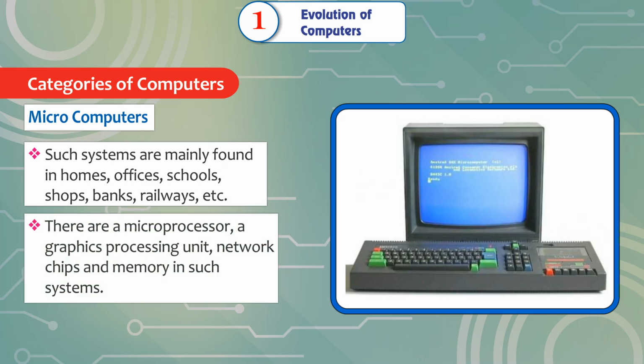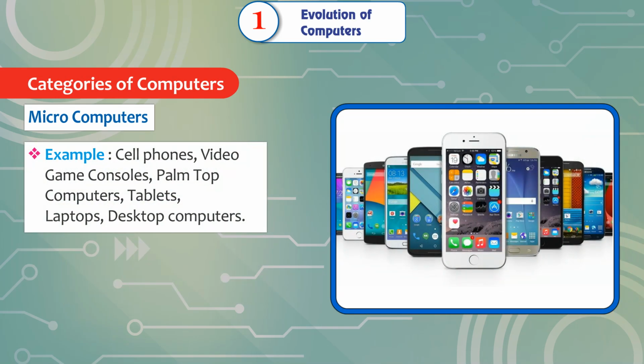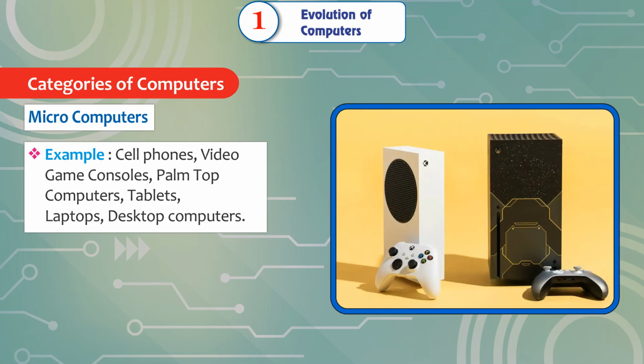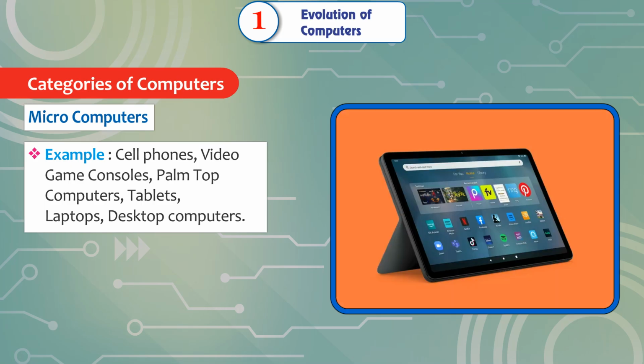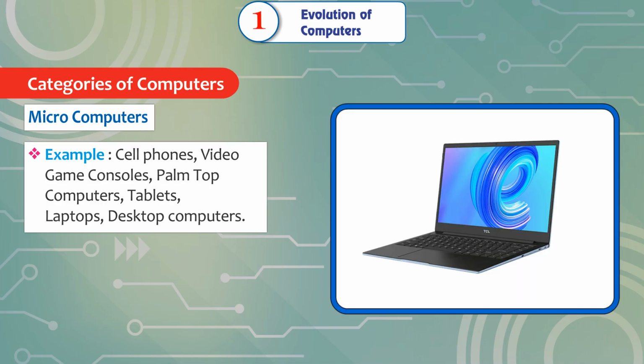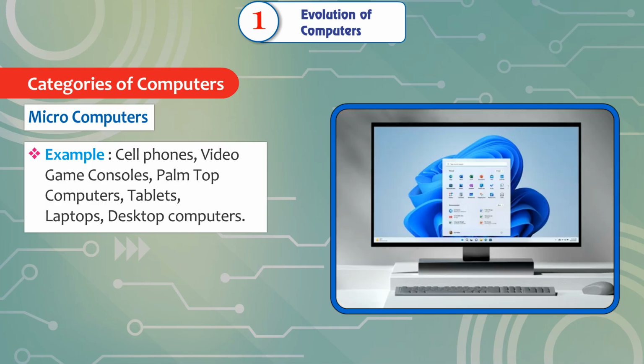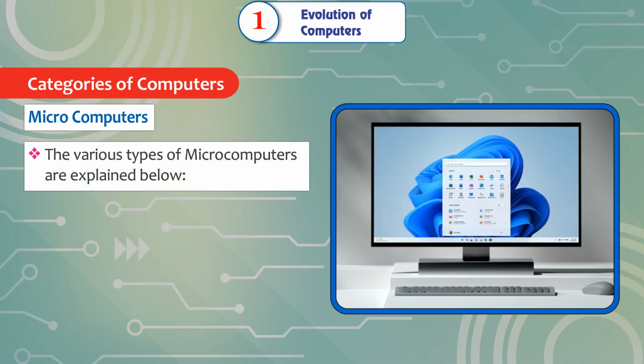There are a microprocessor, a graphics processing unit, network chips, and memory in such systems. Example: cell phones, video game consoles, palm-top computers, tablets, laptops, desktop computers. The various types of microcomputers are explained below.